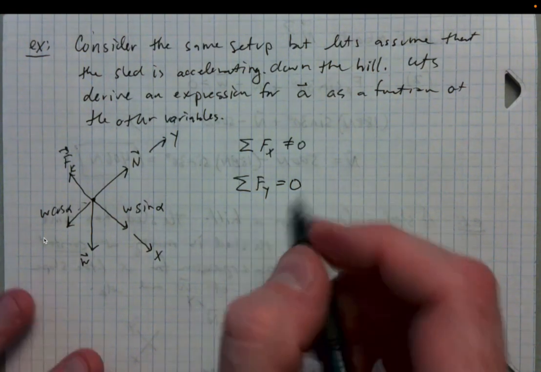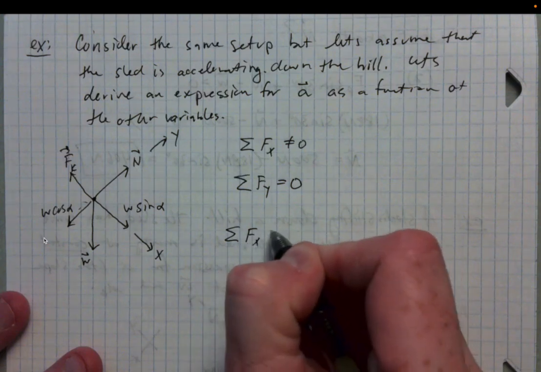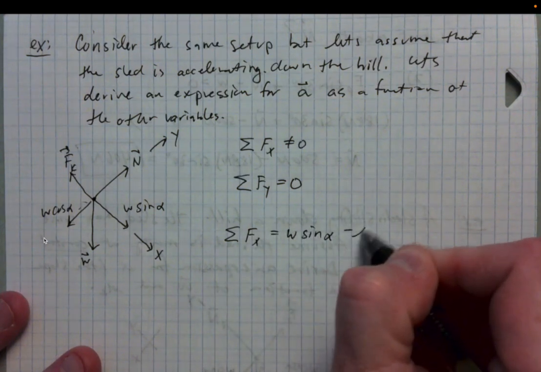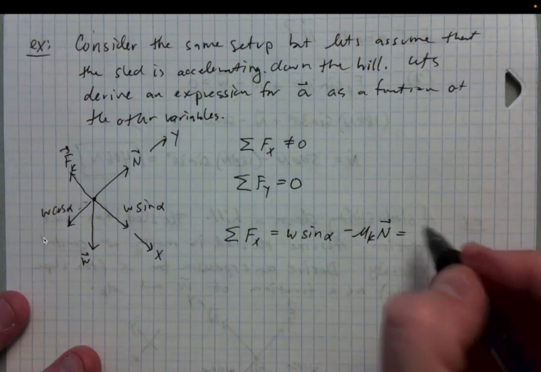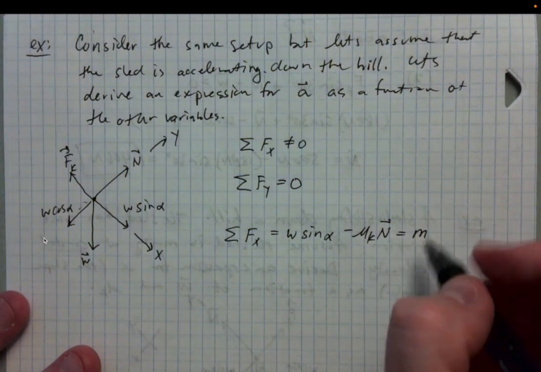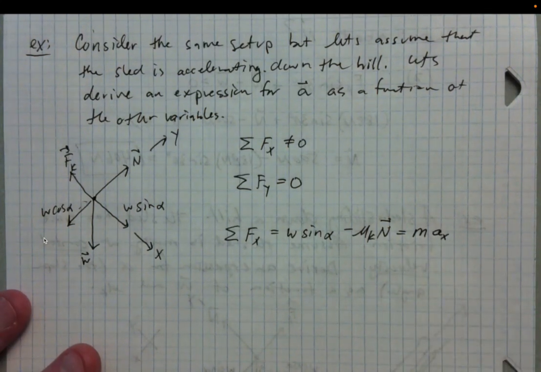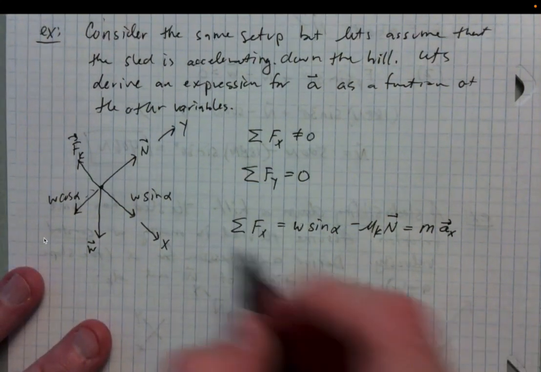Important. So again, we'll have two equations here, and we're going to start with the sum of the forces in the x direction. And just like before, it's W sine alpha minus mu sub k times the normal force, except now it's not equal to 0. It's equal to the mass of the sled times the acceleration in the x direction. Okay, that's the first equation.